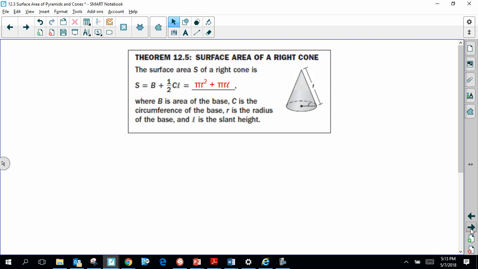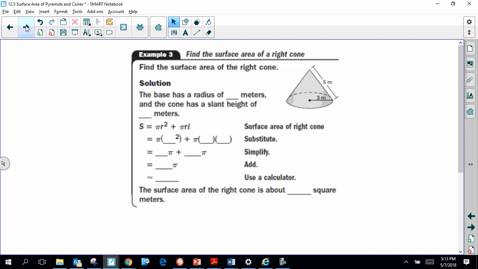And on the left where it says 1/2 c, well, that capital C is the circumference. So if I say half of the circumference, half of 2 pi r, I wind up with pi times r, and times the lateral height, just like it was in a pyramid. So pi r squared plus pi r l is the surface area equation that we'll use for cones. So now let's go ahead and work one out.